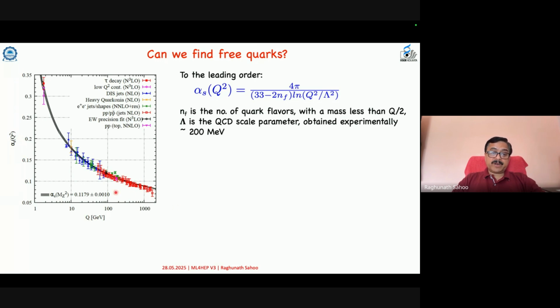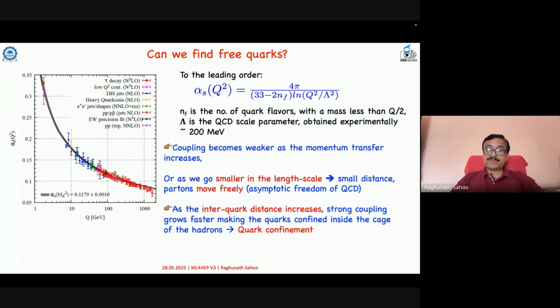If I go to high momentum transfer, this alpha s becomes smaller and smaller, and this is a typical property of QCD, quantum chromodynamics. This coupling becomes weaker as the momentum transfer increases. As we go smaller in length, my previous formula tells me that once I probe the lower length scale, I need higher energies, and this will tell me that at small distance, partons will move freely. This is the property of QCD which is called asymptotic freedom. So these partons, quarks and gluons, which are collectively known as partons, are asymptotically free in the asymptotic limit of energy or momentum.